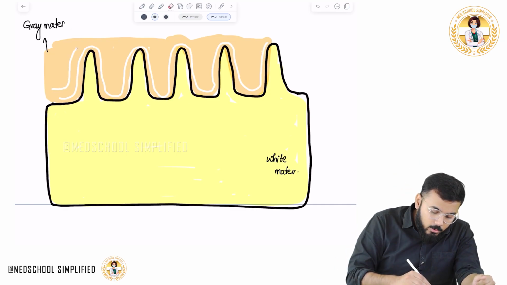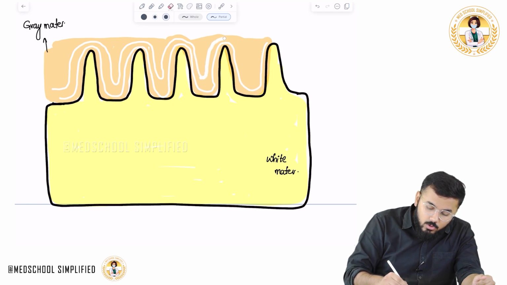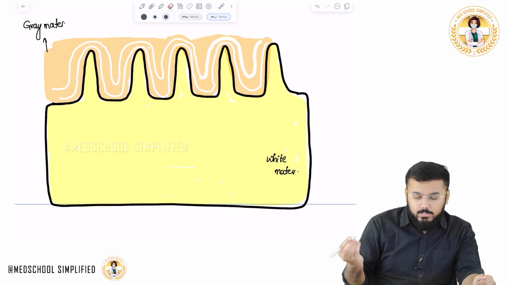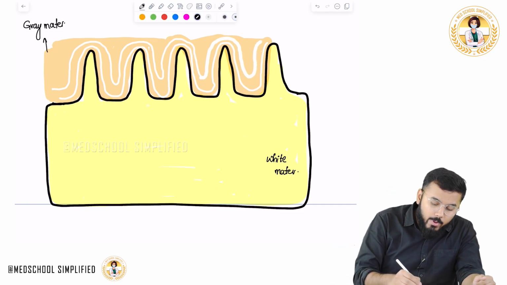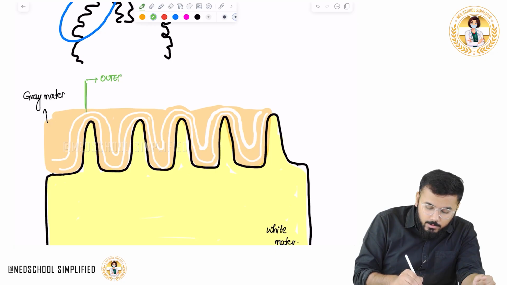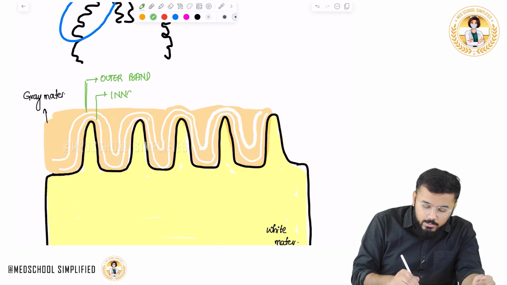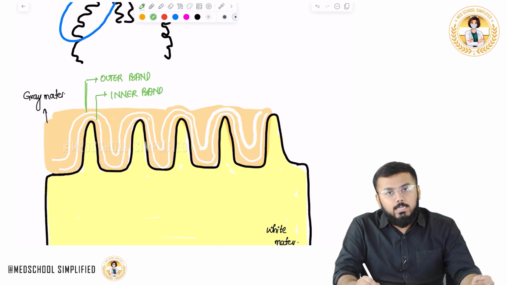Now another band I am drawing like this. This band which I am drawing outside the inner band is called your outer band. So there are two bands over here. This band over here is called your outer band, and this band over here is called your inner band.